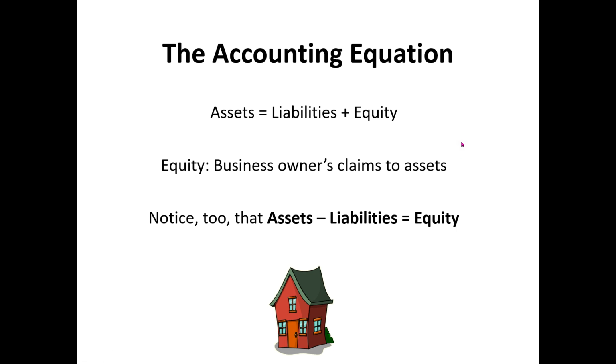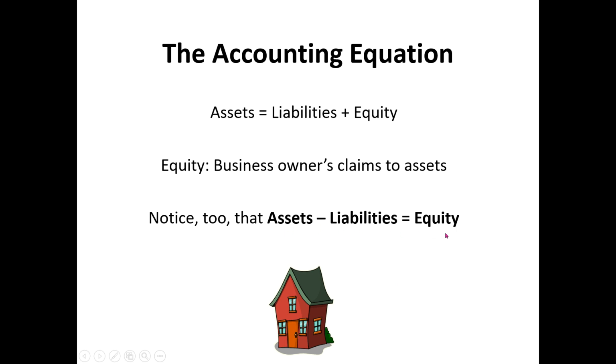And we can express these claims on a business's assets by using what's called the accounting equation. In the accounting equation, total assets owned by a business are equal to liabilities plus equity. And again, remember, equity represents the business owner's claims to the business's assets. We can also rearrange the accounting equation this way to say that assets minus liabilities equals equity.